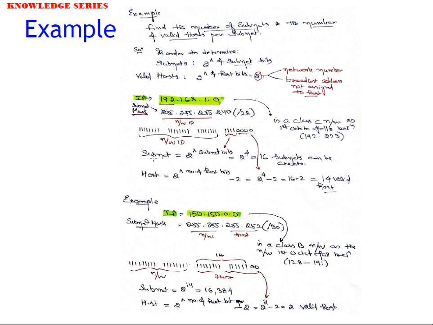So in this case, the total number of subnets possible is 2 to the power of 4, which is 16. And what about the hosts? It is 2 to the power of the number of host bits minus 2, that is 2 to the power of 4 minus 2. That is 16 minus 2, which is 14 valid hosts you can create in this particular scenario of a class C. So that is what we talk about with respect to the host scenario.